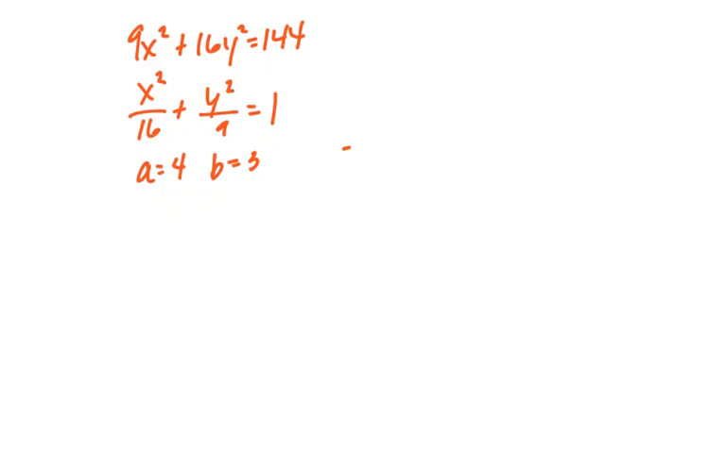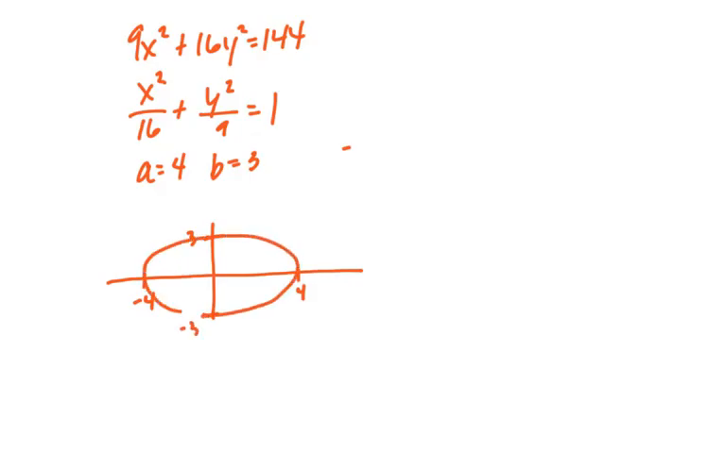In my head, I think that the square root of 16 is plus and minus 4, and it's underneath the x. So we go out to positive 4 and negative 4 on the x-axis. And the square root of 9 is 3, so we go up to 3 and down to negative 3 on the y-axis. And that gives us our ellipse. So you can see how the ellipse happens. Mine's a little out of scale, but it's okay.